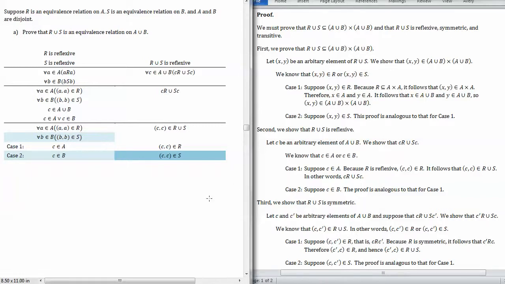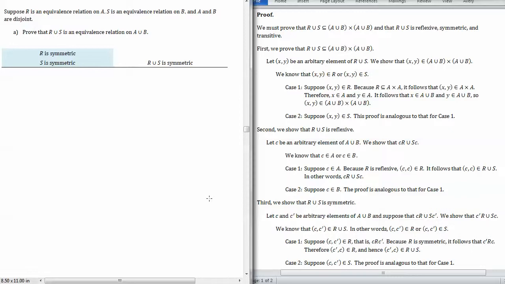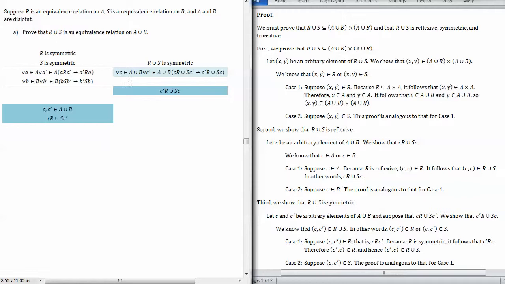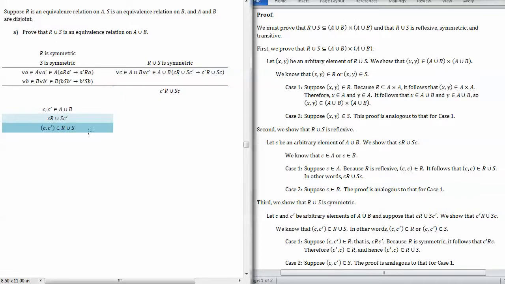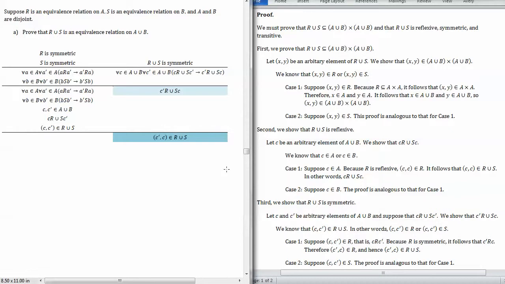Okay, third, we show that R union S is symmetric, and we're going to use that R and S are symmetric. All right, so there's the definitions of being symmetric, and here's what it means for the union to be symmetric. Okay. So let's let c and c prime both be arbitrary elements of A union B. I'm being a little bit sloppy there and sort of abbreviating that. And then I take this antecedent as my given and the consequent as my goal. And okay, let's just rewrite that in the other notation for clarity's sake. And same thing over there again.